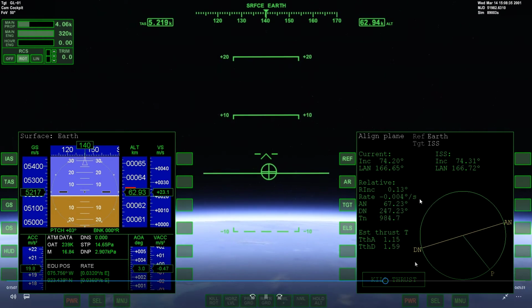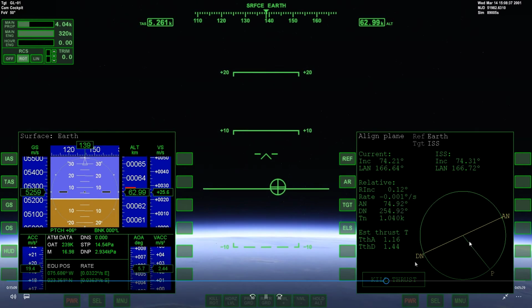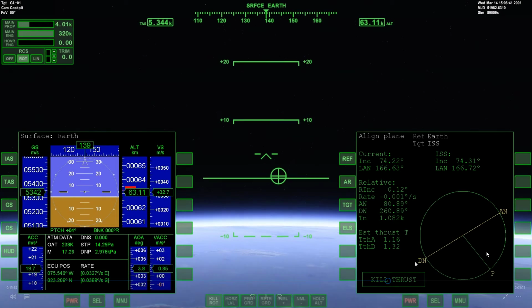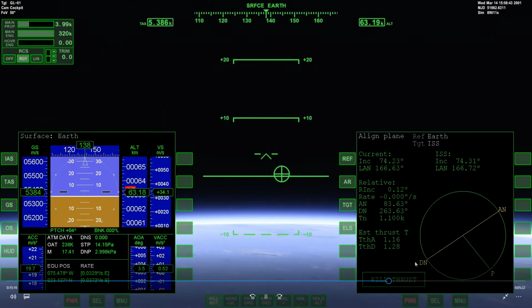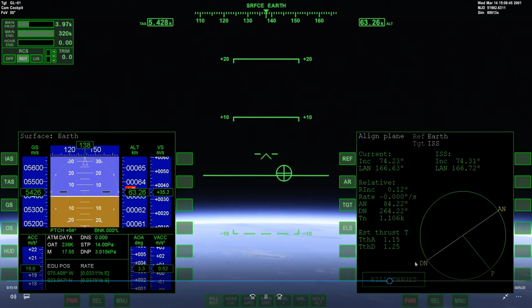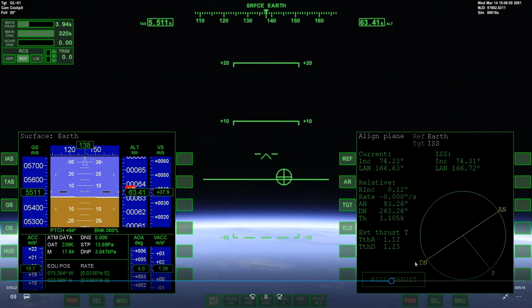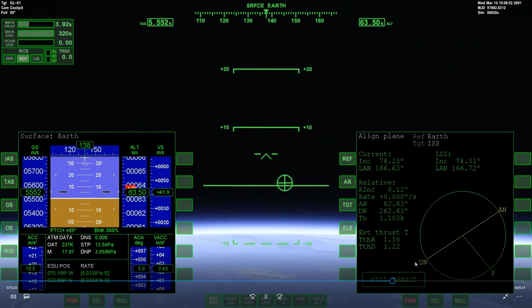Well, it directly correlates to the rate of change. You'll see that as that 90-degree angle happens here, it's almost at 90 degrees. Look at the rate of change. It just hit 0.